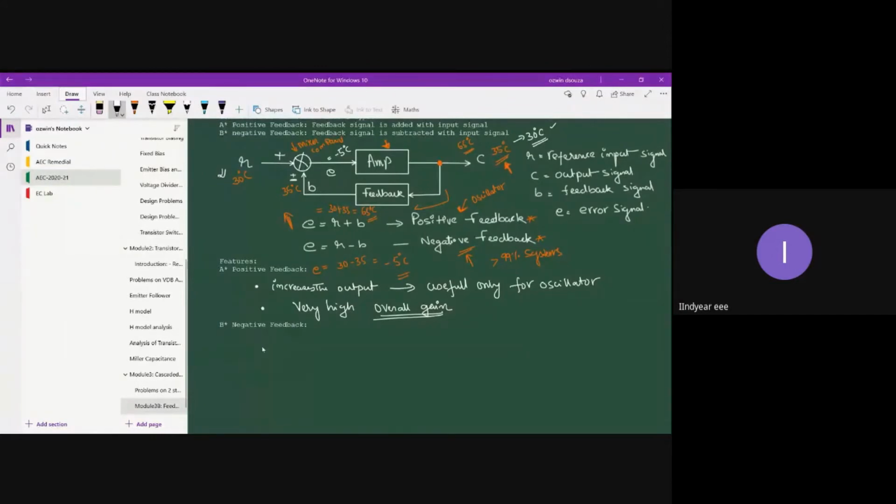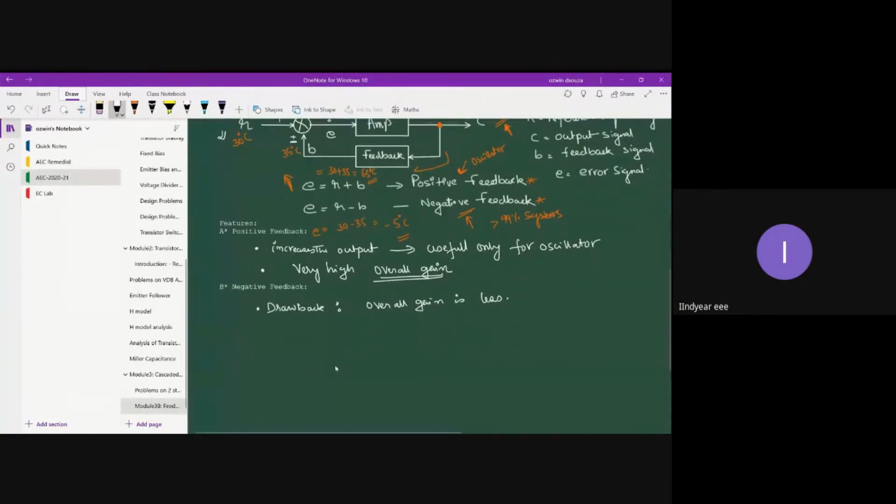On the other hand, in negative feedback, there is only one drawback: the overall gain is less. Except for this drawback, all the rest you will find as advantages. There are plenty of advantages to having a negative feedback system. The first advantage is that bandwidth increases.